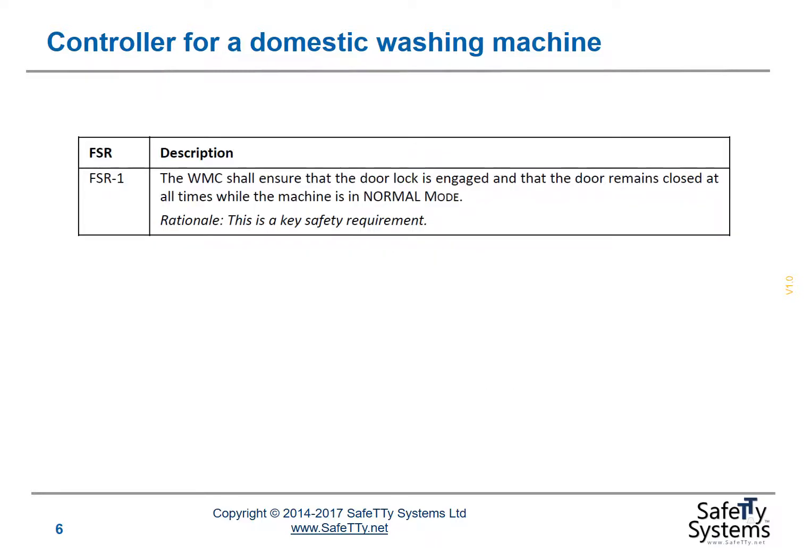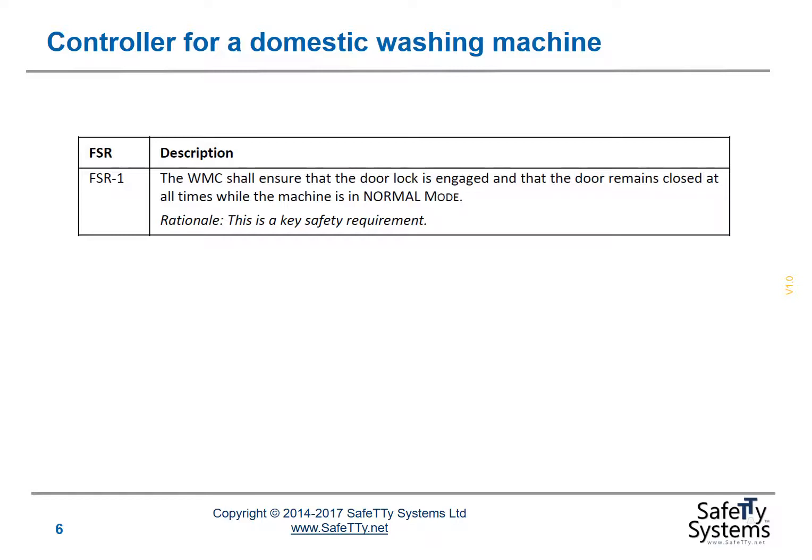We have a key functional safety requirement. This is discussed in more detail in the book chapter, but the key here is that we need to ensure that the door lock is engaged and that the door remains closed at all times while the washing machine is in normal mode. This is clearly a key safety requirement for this design.